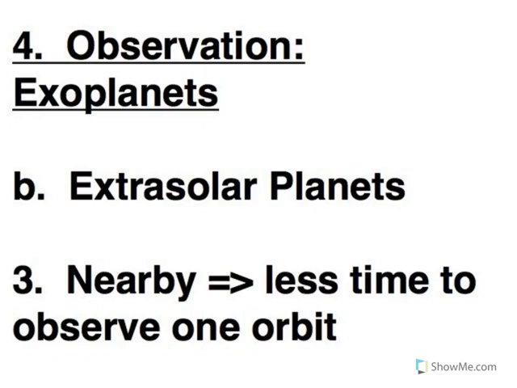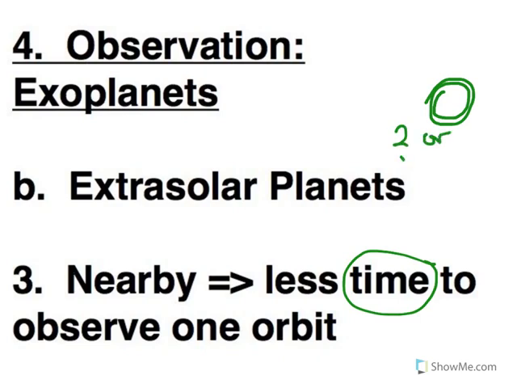The ones that are close to the star have the advantage of time, because when we're measuring that wobble, we want to see that star going back and forth a couple times to confirm that it actually is moving. So that means we need to watch it for 2 or more orbits.